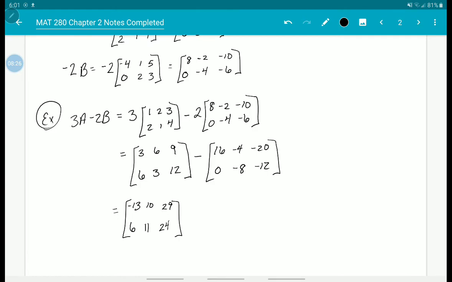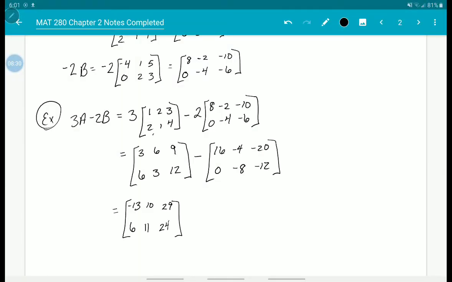Now notice we started with 2 by 3 matrices here and here. We did scalar multiplication first. We still had a 2 by 3 matrix. And we ended up with a 2 by 3 matrix. Anytime you're adding, subtracting, or multiplying by a scalar, you will always have the same size that you started with.